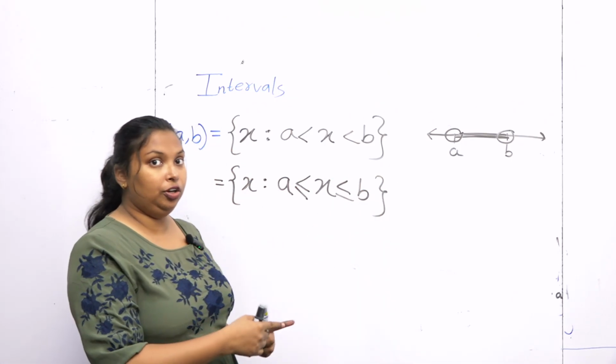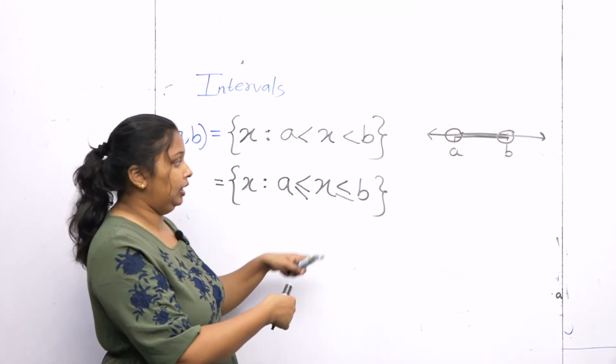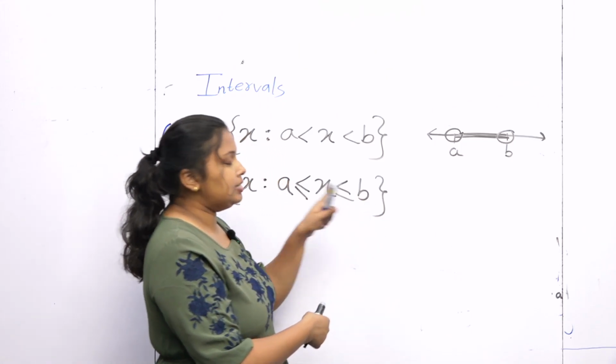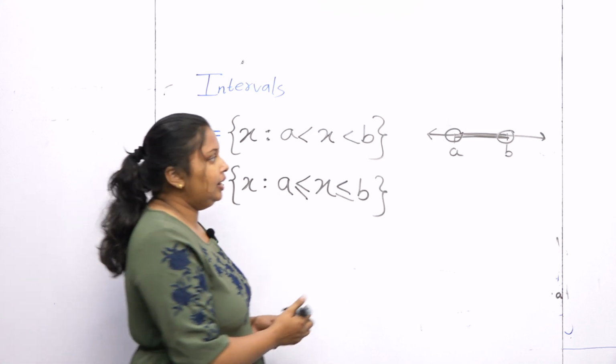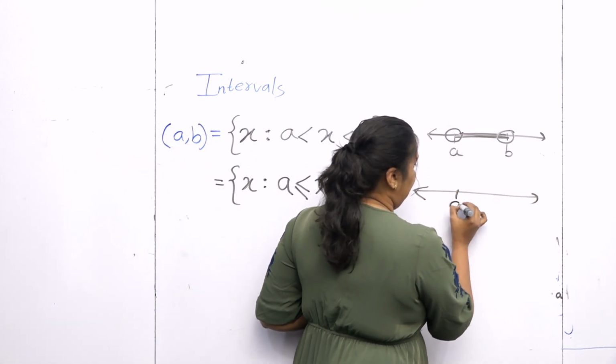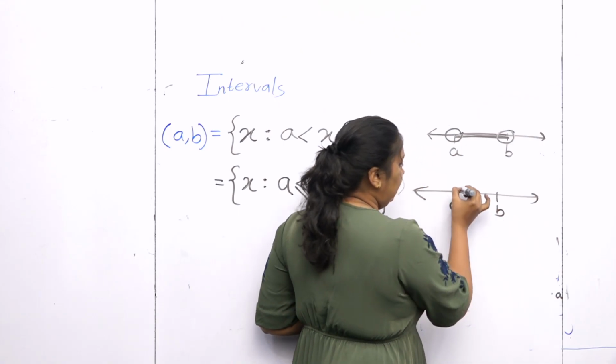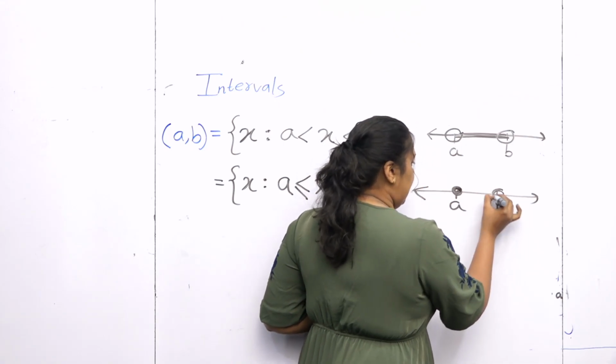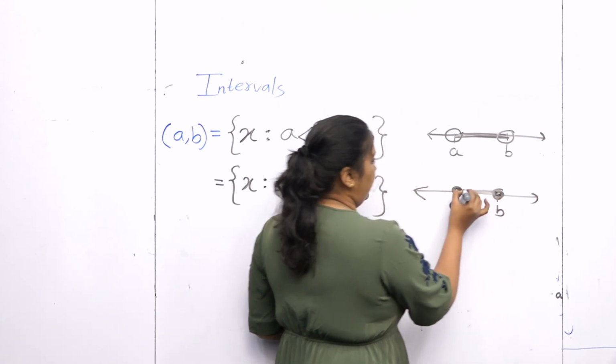X is greater than or equal to a and less than or equal to b. X can be a also, and b also, and everything in between. So how can I represent it using a number line? Same way, mark a and b on the number line. Then you have to draw dots there because we have to include these two.